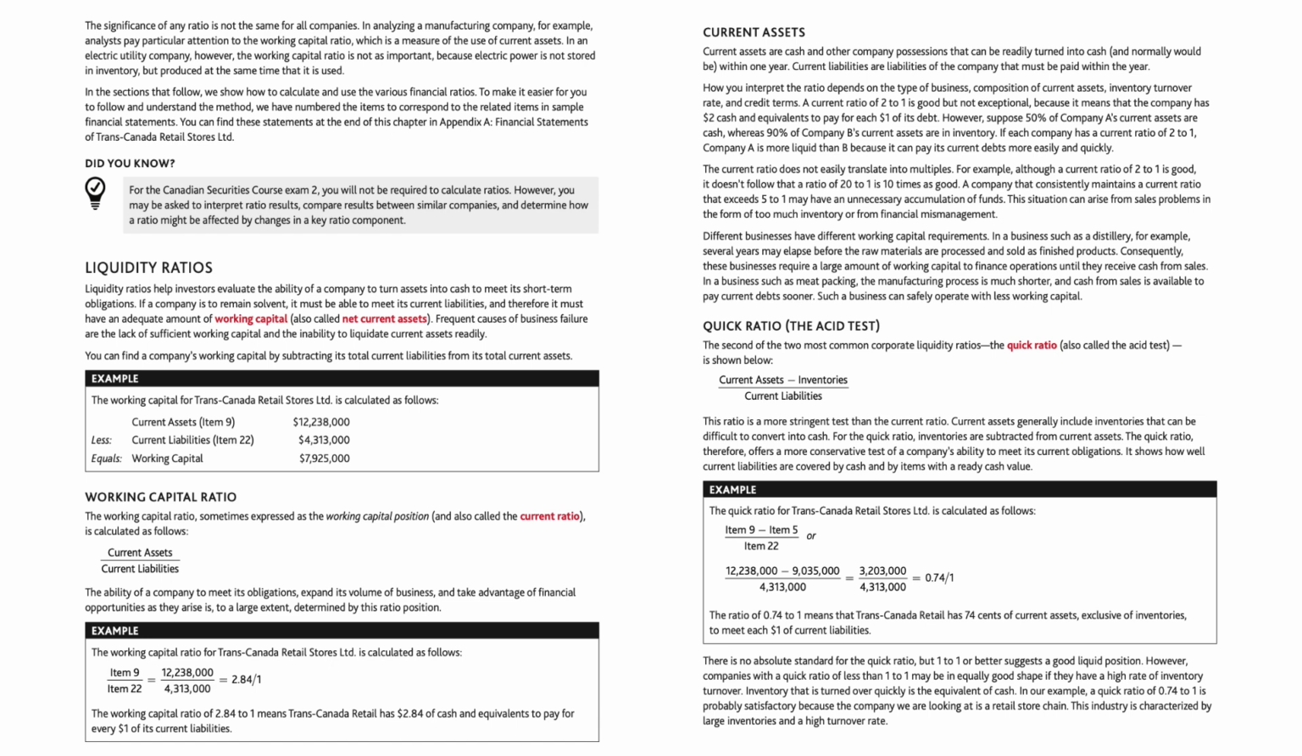A company that consistently maintains a current ratio that exceeds 5 to 1 may have an unnecessary accumulation of funds. This situation can arise from sales problems in the form of too much inventory or from financial mismanagement. Different businesses have different working capital requirements. In a business such as a distillery, for example, several years may elapse before the raw materials are processed and sold as a finished product.